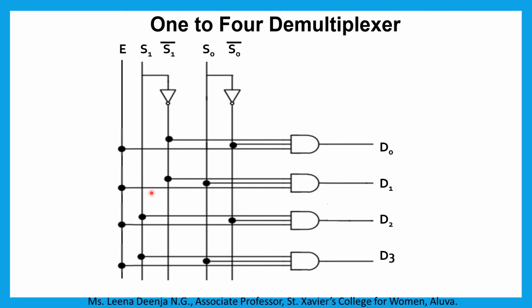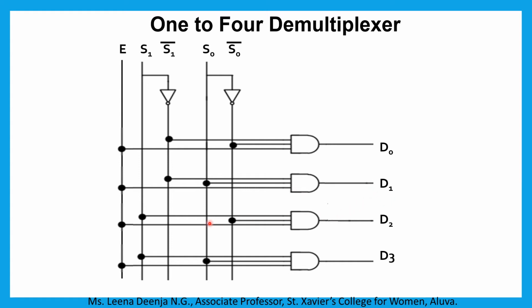When S1 is 0 and S0 is 1, then we can see that the E value will appear at D1, because here it is 1. S1, when it is 0, here it is 1. And S0, if it is 1, then two inputs are 1 and 1. Then the third input will appear at this D1.